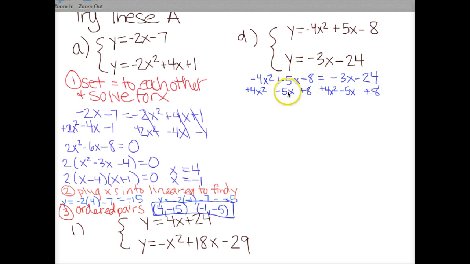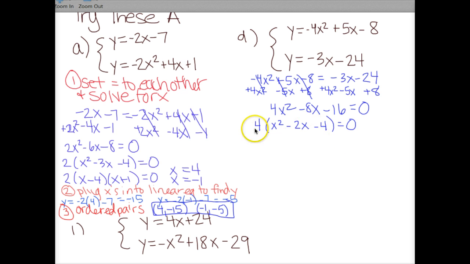So I used all my opposite operations, so these have gone away. So I've got 4x squared minus 8x, and then minus 16 equals 0. So first thing I would do is see if it's factorable. So there is a GCF of 4. So if I take the 4 out, I've got x squared minus 2x minus 4.